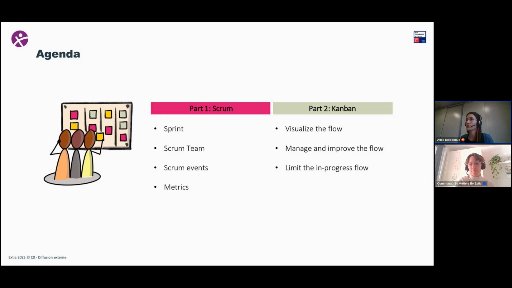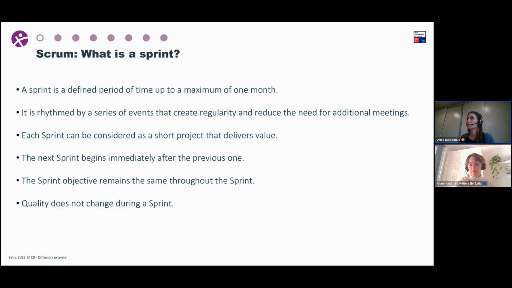Let's start with Scrum and with the definition of a sprint. What is a sprint in Scrum? A sprint is a period of time of a minimum of 1 week, which for some teams is really short, and a maximum of 1 month. Usually teams have sprints of 2 weeks.